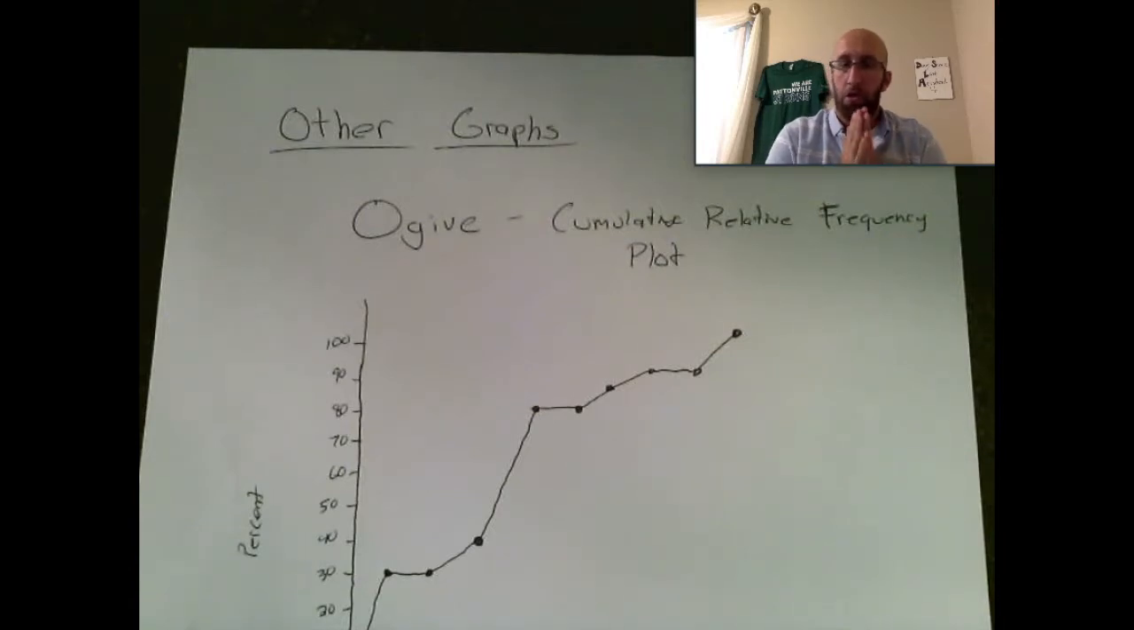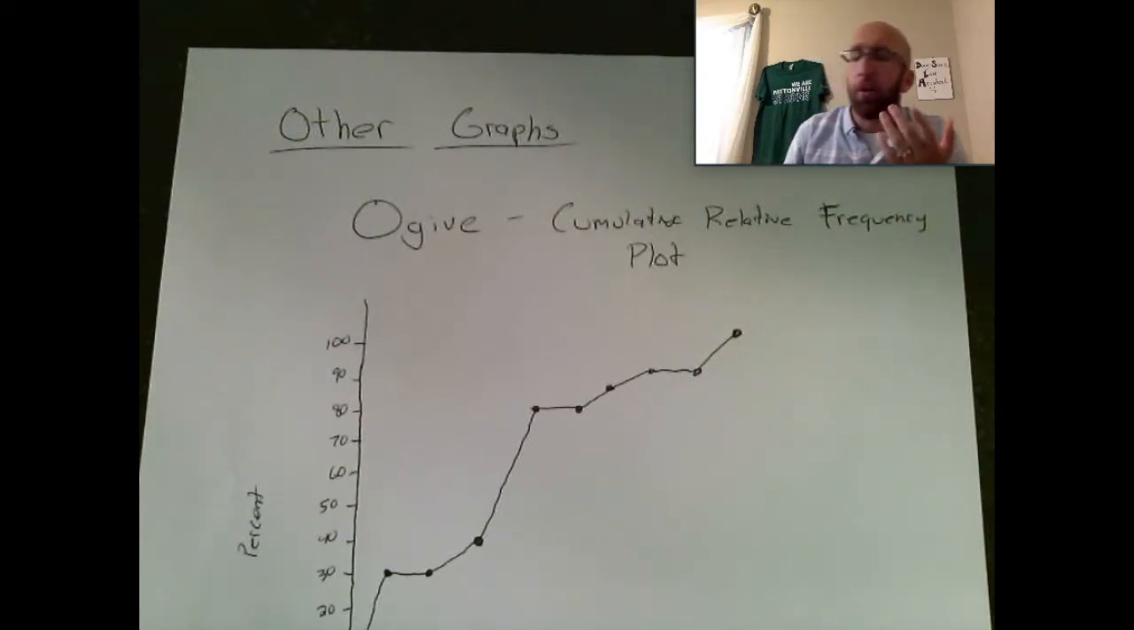Everybody. So what I want to talk about in this video is some other types of graphs out there. In my video series, I've talked about stem and leaf plots, histograms, dot plots, box and whisker plots. I just want to talk about one of the other types of graphs out there that you could run into that are still super important to know how to read, and the important features of them.